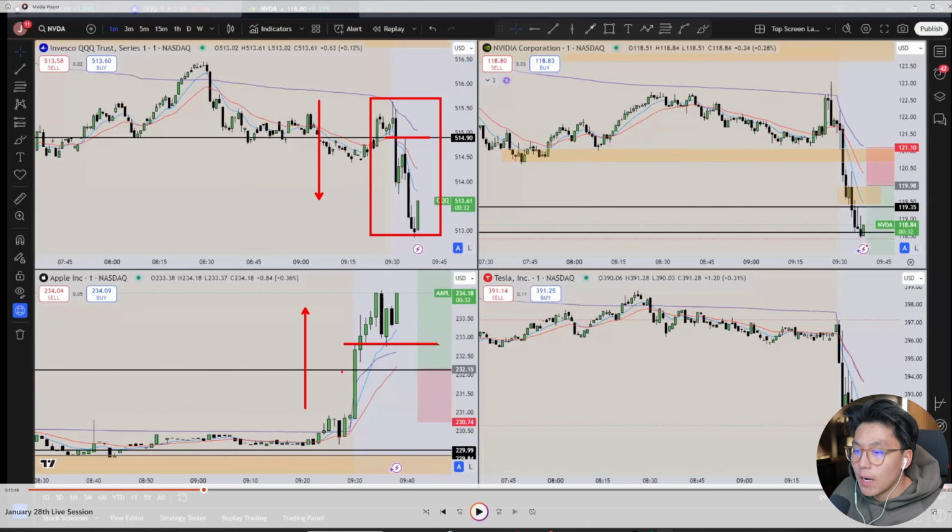I talk about this setup plenty of times. What we'll be doing is marking out your 5 minute opening range high and your 5 minute opening range low. And what we'll be waiting for is the break above, retest of this key area for this continued push back towards the upside. Now let's play out the tape a little bit more.